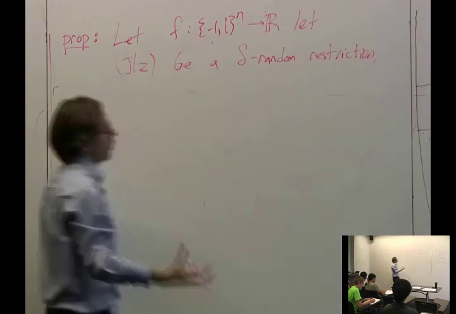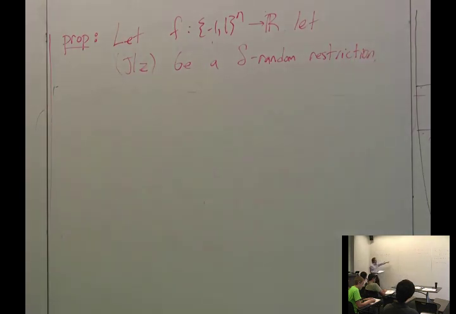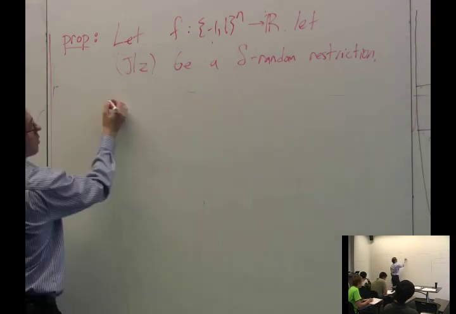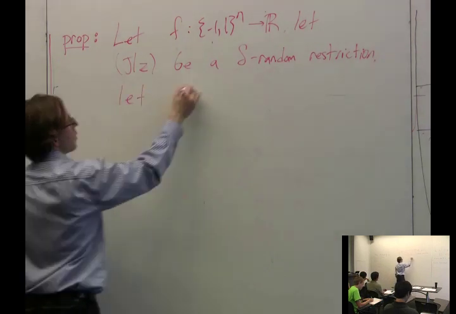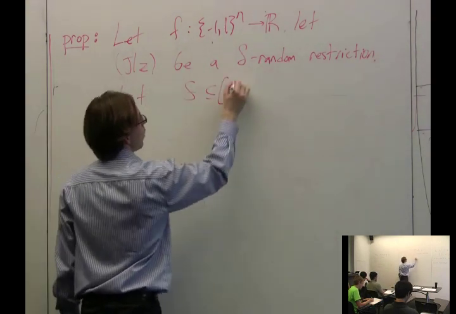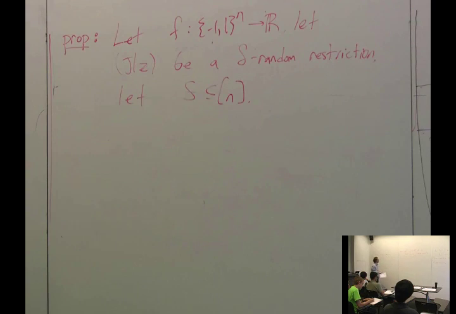Okay, so that'll give you a function that really only depends on the j coordinates, but by this convention, we'll think of it as a function on all n input coordinates. So we can ask about its Fourier spectrum. So let's also let S be some subset of coordinates.